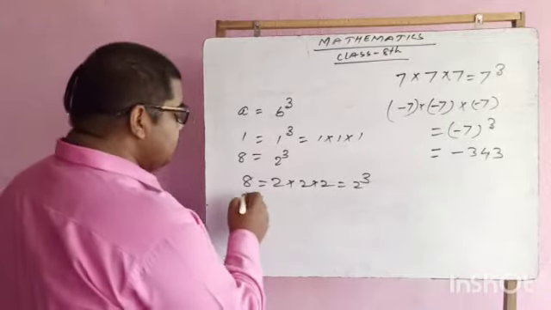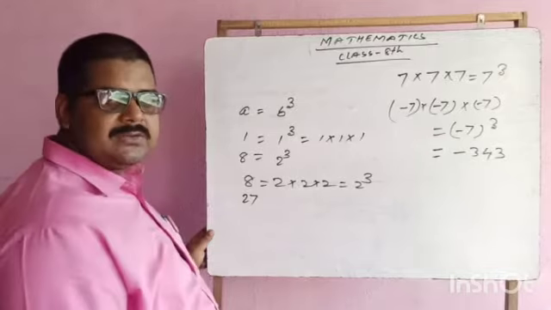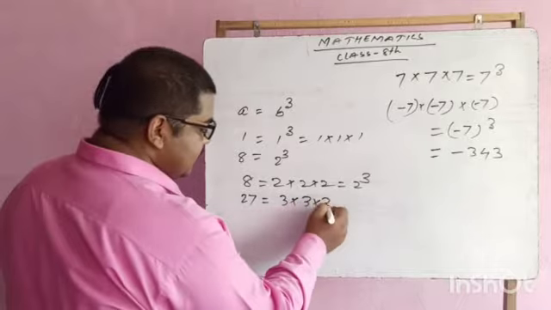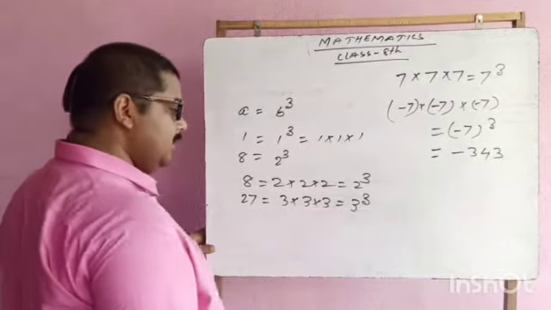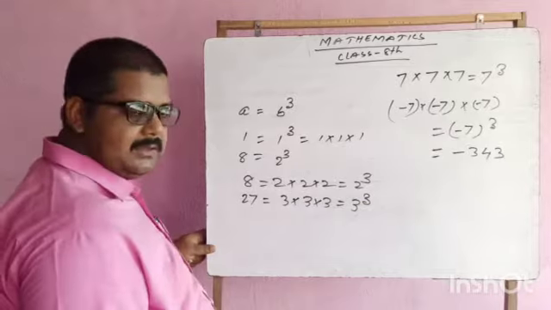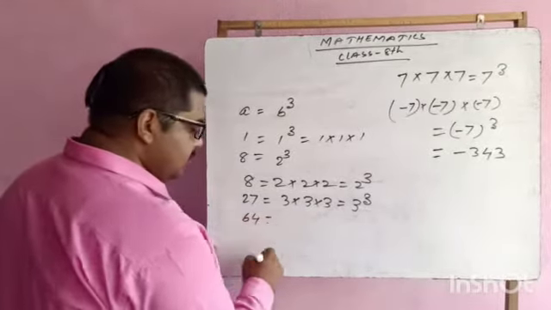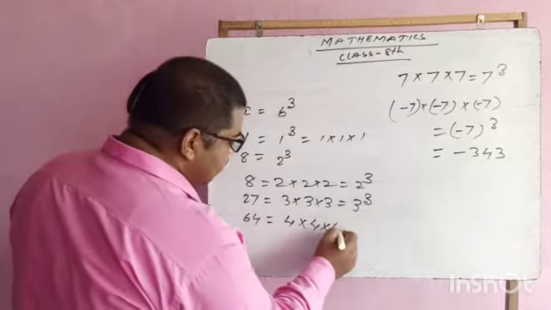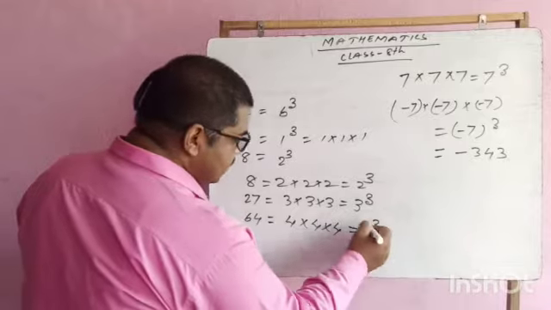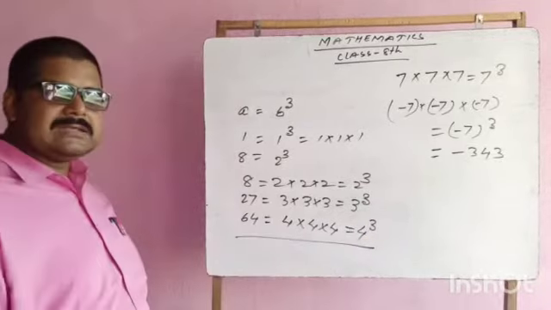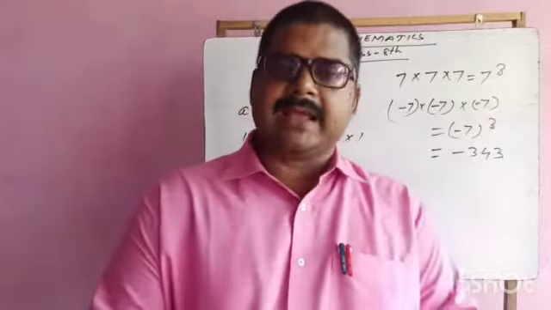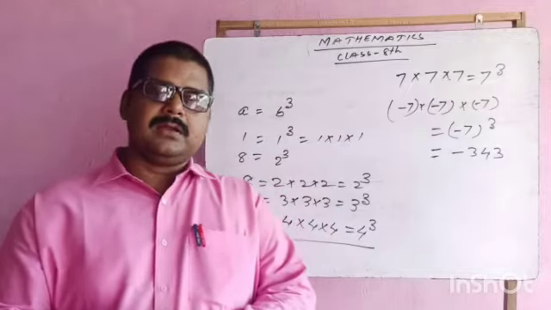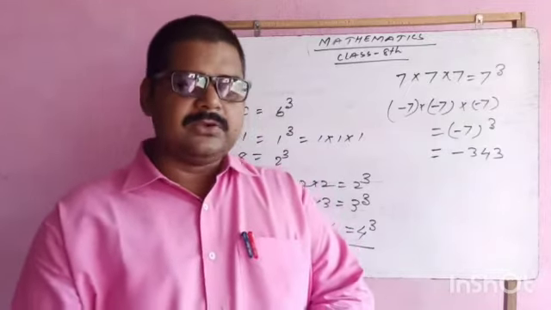Similarly, you can retain that 27 is a perfect cube. Why? Because it can be expressed as 3 raised to the power 3. 64 is a perfect cube. Why? Because it can be written as 4 into 4 into 4, or 4 to the power 3. So any number which can be expressed as the cube of another number is known as a perfect cube.